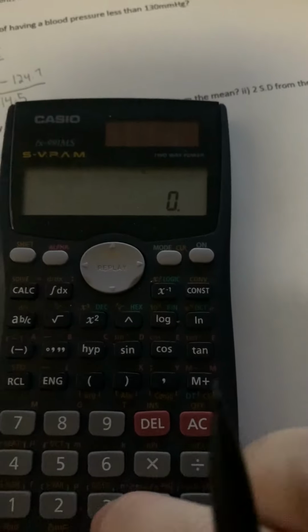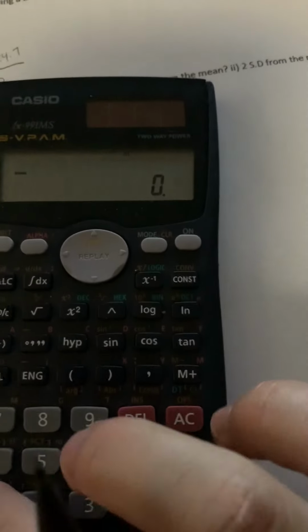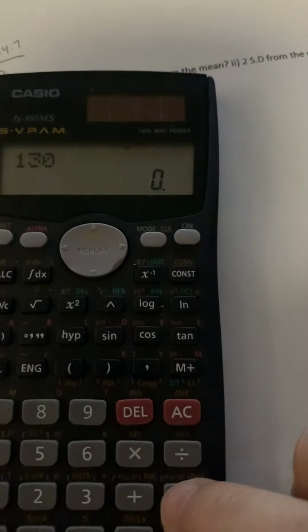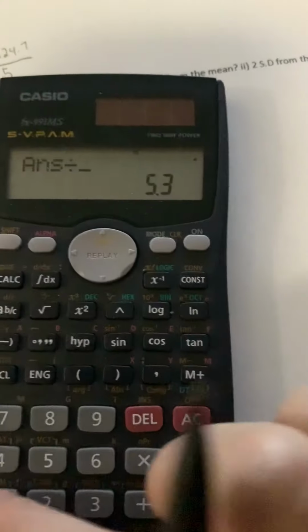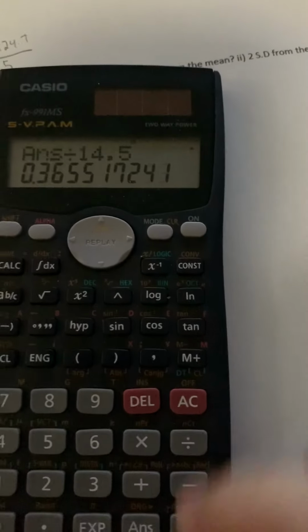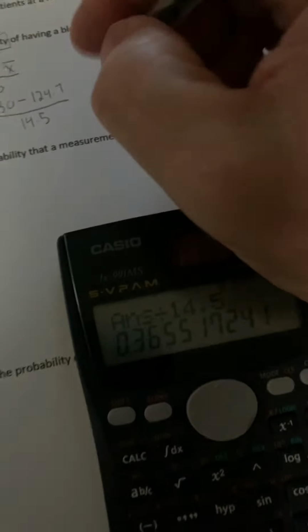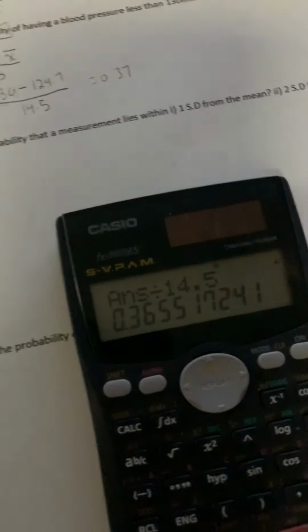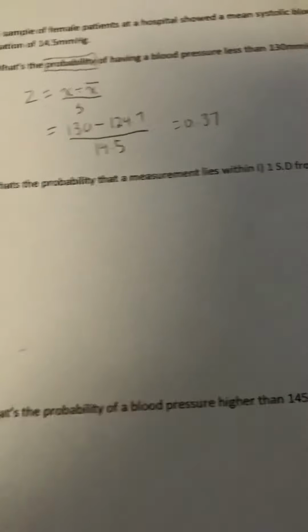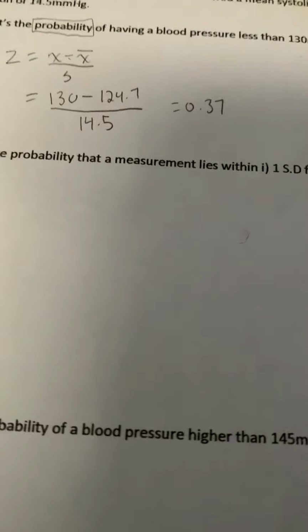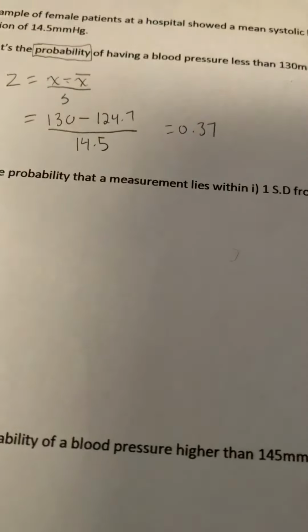Okay, let's calculate this. 130 minus 124.7 over 14.5 is 0.37 rounded. Okay, there's our z-score. So remember, with the z-score, we can now look at the table.